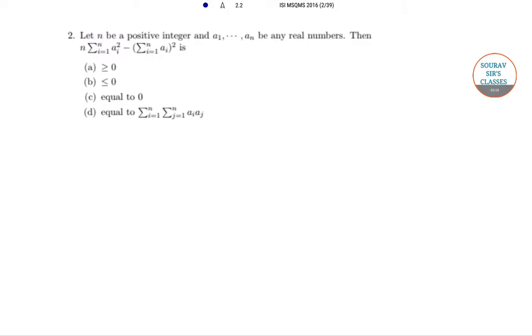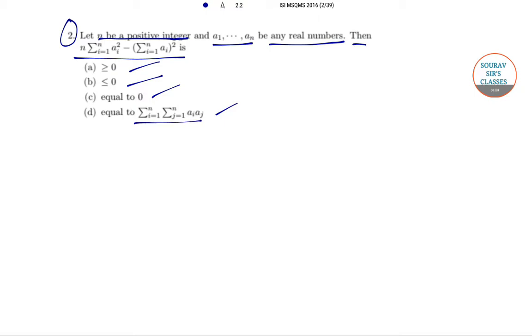In the next question, which is question number 2, it is given that let n be a positive integer and a1, dot dot dot, up to an be any real numbers. Then the value of this expression, n into summation ai square, where i goes from 1 to n, minus summation of ai, where i goes from 1 to n, whole square, is greater than or equal to 0, or less than or equal to 0, or is equal to 0, or is equal to summation of ai aj, where i goes from 1 to n and j goes from 1 to n.